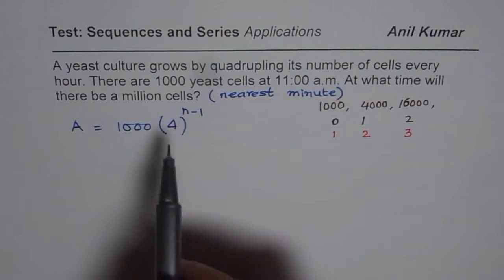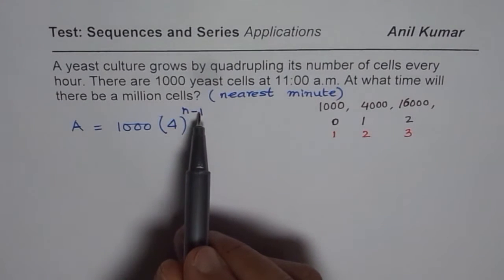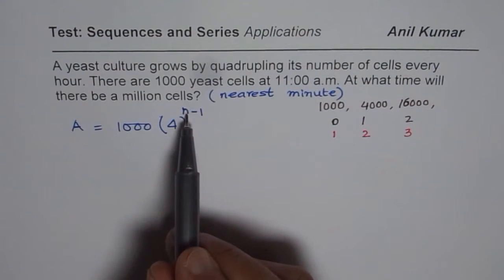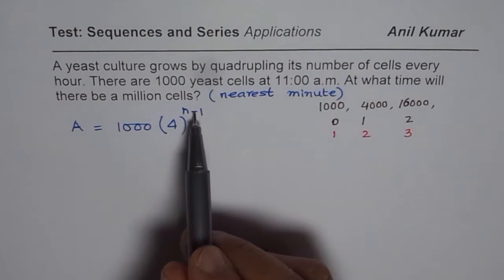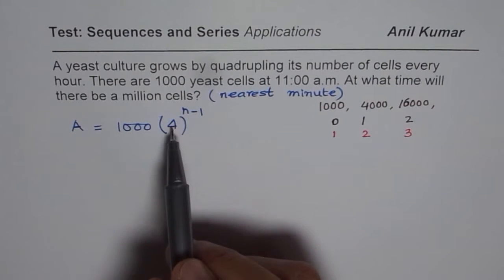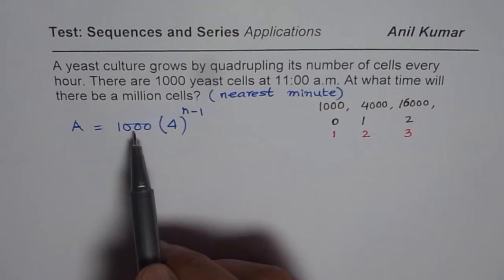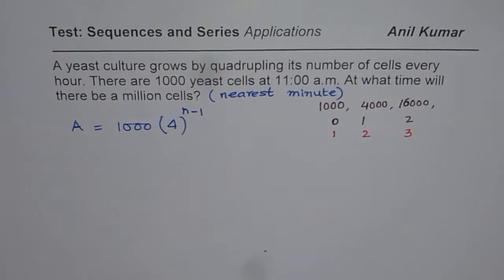If I write 1 here, 1 minus 1 is 0. Anything to the power of 0 is 1. If I write 2 here, 2 minus 1 is 1. So 4 to the power of 1 is 4, and 4 times 1000 is 4000. So it works, right? That is how you have to first write down the formula.